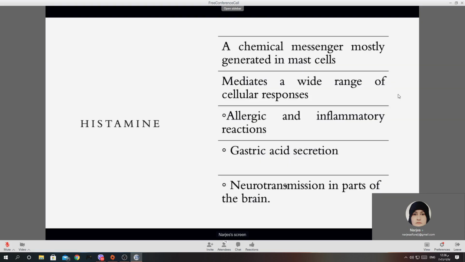So histamine is basically a chemical messenger generated in mast cells. Histamine is responsible for many inflammation and allergic reactions. It also has a role in gastric acid secretion and as a neurotransmitter in part of the brain. So that's to say, histamine is released almost in all tissues.